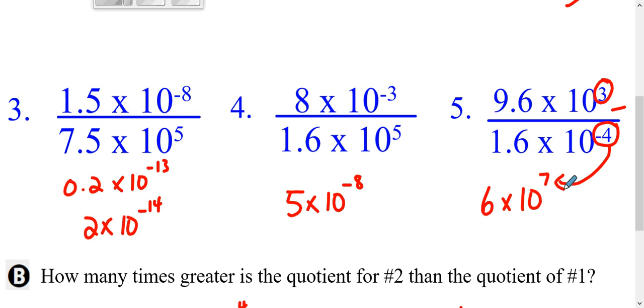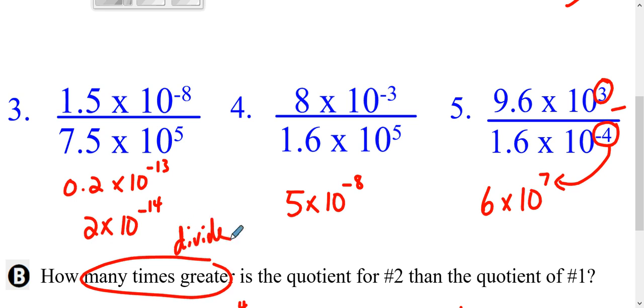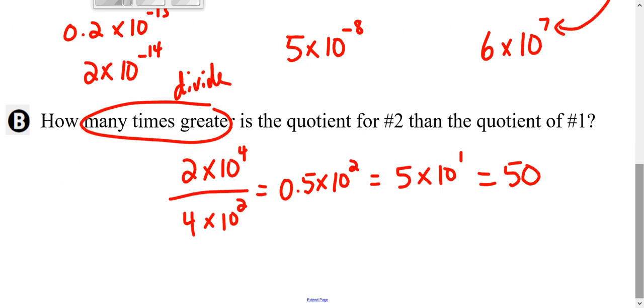And then part B says how many times greater is the quotient for number 2 than the quotient for number 1. How many times greater means divide. And you do it in the order they tell you. So I wrote it out like this. Division. Got an answer, not in scientific notation. I fixed it. And since it's such a small number, I just wrote it out as its standard form, 50.